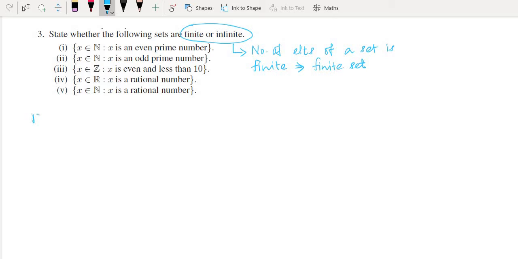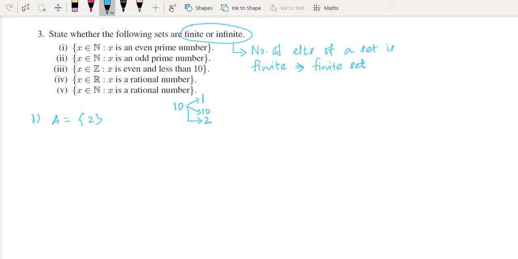So first subdivision, set of all natural numbers such that x is an even prime number. So we know that the only even prime number is 2. So if we take any other even number, we will be having at least 3 factors, which are 1 and 2 because it is an even number, and the number itself. So if I take 10, we will be having 1 and the number. Apart from these two, 2.